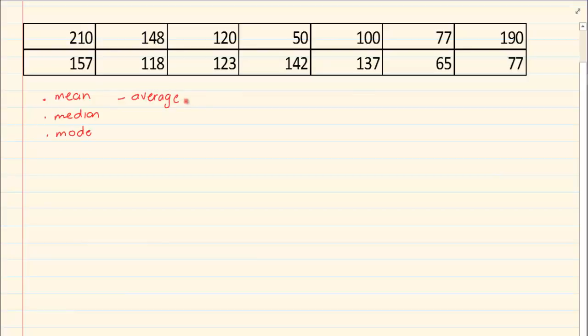In order to calculate the average, we do not need the data to be in order. All we need to do is add all the terms, so we add all the terms and we divide it by the number of terms. So if you calculate, we have 2, 4, 6, 8, 10, 12, 14 terms. So we're going to add each value, which is 210 plus 148, and you're going to add each value and then you're going to divide it by 14.